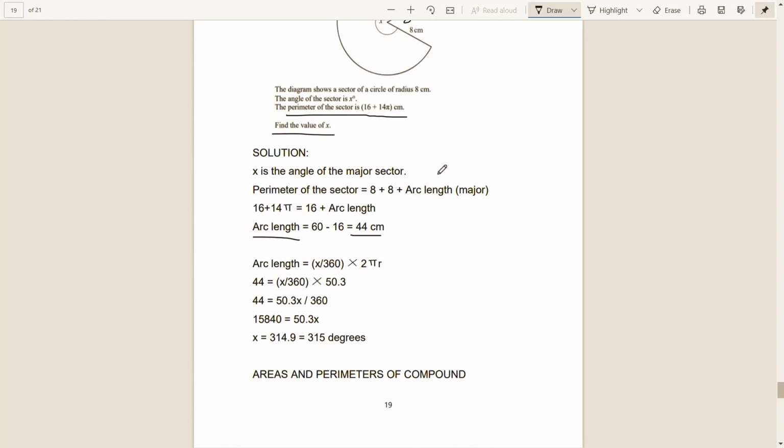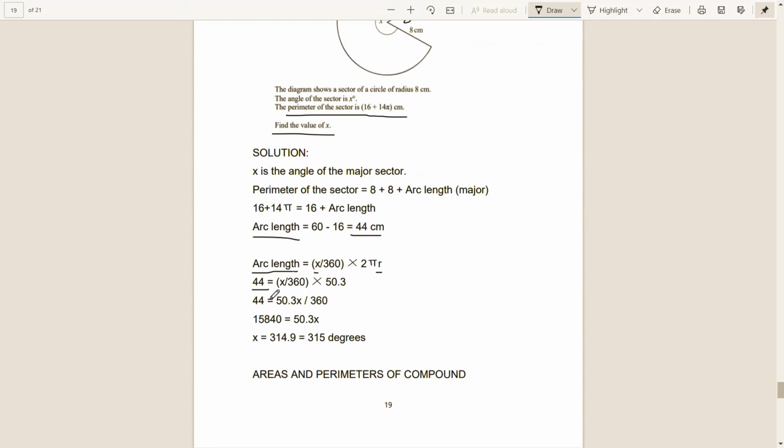Now, use the formula for arc length to find x. When we have found the arc length, use the formula of arc length to find x. Look, there are three things in the arc length formula: arc length, x, which is the angle, and the radius. When we have any two of these quantities, we can find the third quantity, right? So we have the arc length, we have the radius. So now we are finding x.